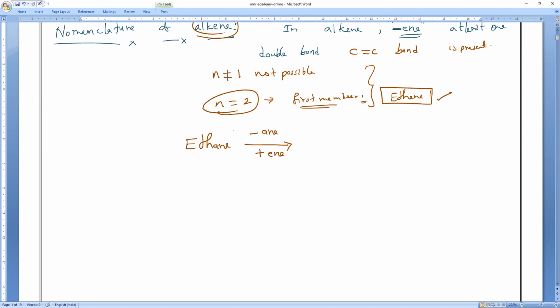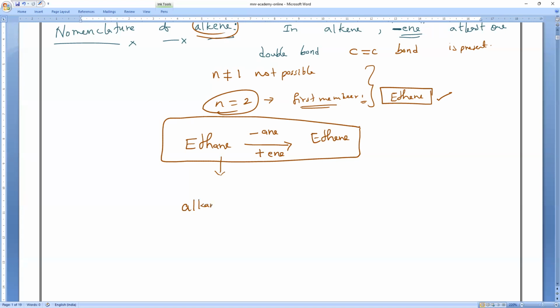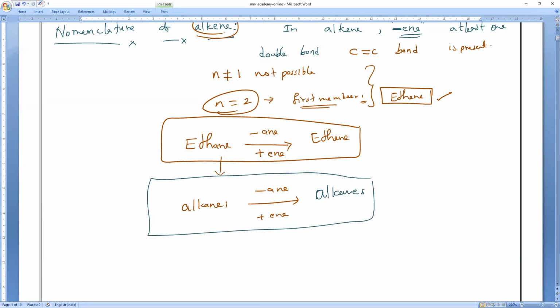If you add ENE by removing ANE, you will get ethene. So this is how we will get it. You can modify alkanes: if you remove the ANE and add ENE, we will get what, everybody? We will get an alkene. So that is what we call the nomenclature of alkenes.